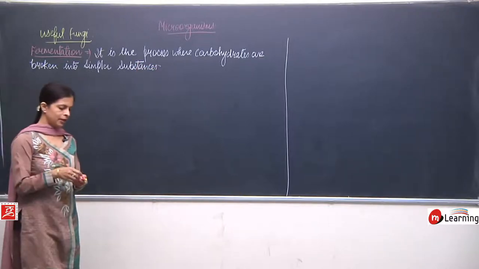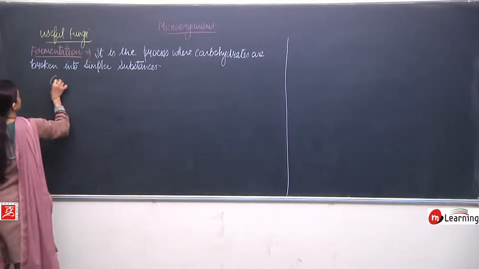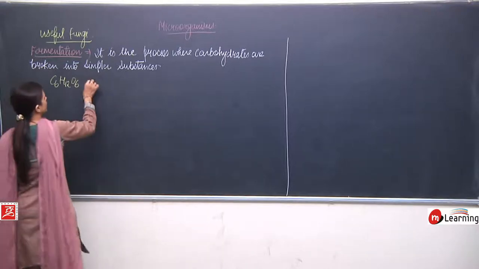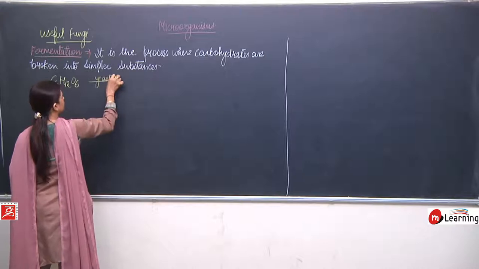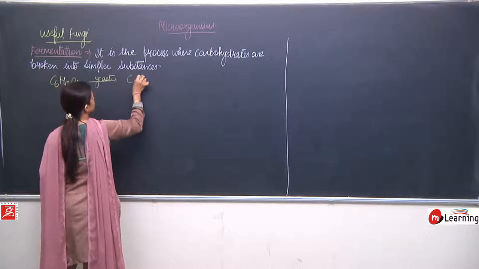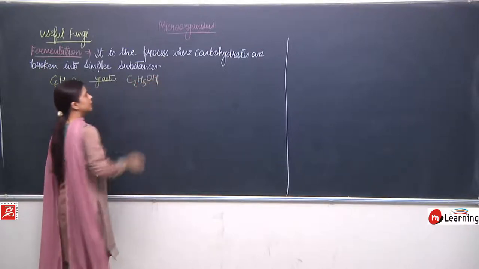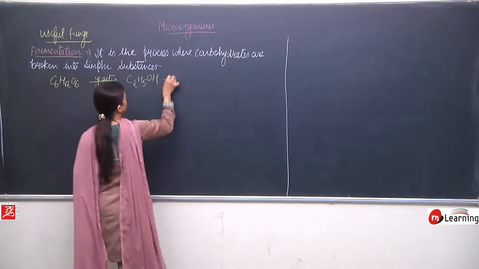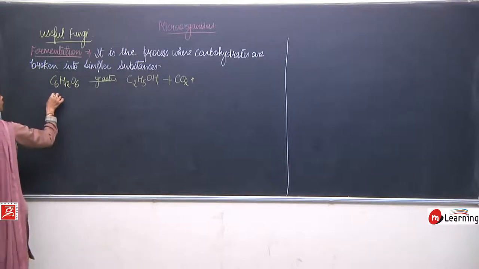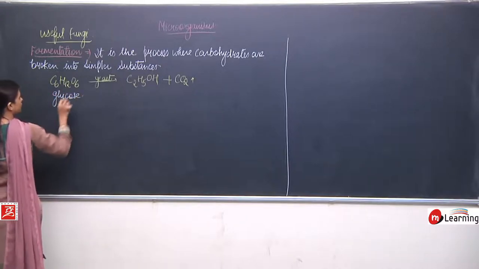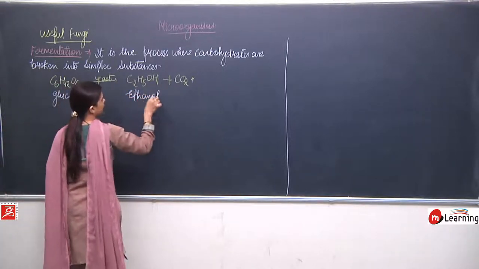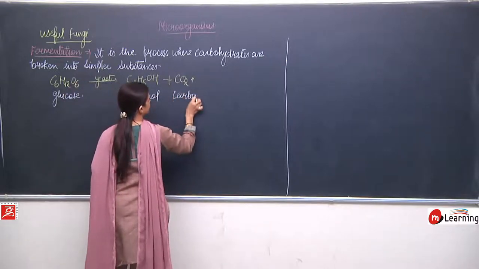We will write the reaction and it will become easier to understand, like C6H12O6. Now yeast will act upon this and break it into simpler substances like C2H5OH. This is not a balanced equation, and carbon dioxide is also released in this process. So here we can write glucose, a form of carbohydrate, sugar. Now this is ethanol, and obviously we all know this is carbon dioxide.